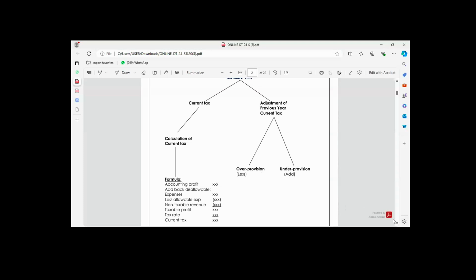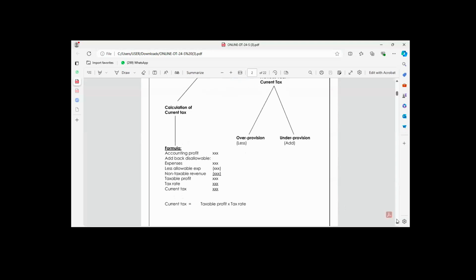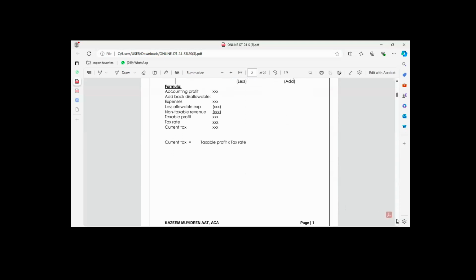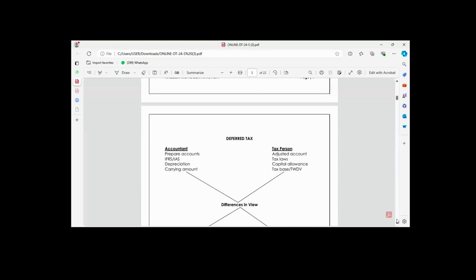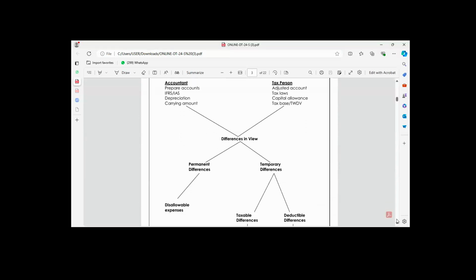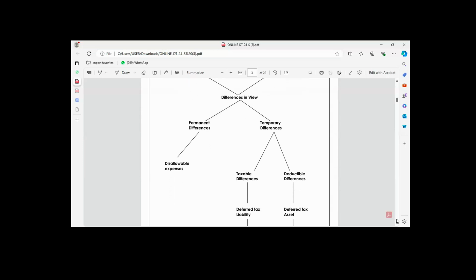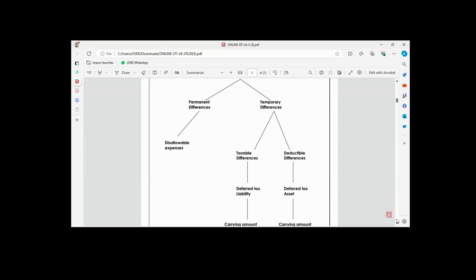Then we move ahead to the deferred tax. What brings about deferred tax is a difference in view. We prepare accounts, they don't prepare all those things. Then we have permanent difference. There's nothing we can do to it. They're all disallowable expenses. Then temporary difference can be of two types, taxable difference and deductible difference. Deductible difference leads to deferred tax asset, while taxable difference will lead to deferred tax liability.